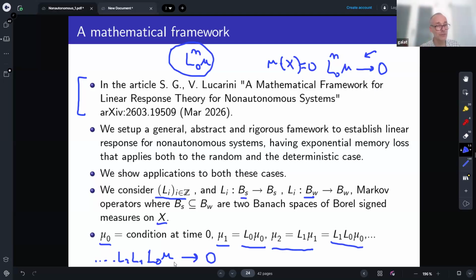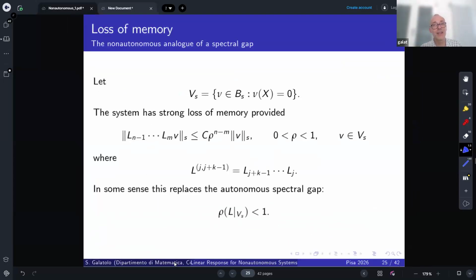This composition will go to zero exponentially fast, and we will see that this allows the definition of a new resolvent, which is a resolvent on the space of sequences of measures. And so let me formalize this. The assumption that we need is called loss of memory. This is something classical. There are a lot of studies about loss of memory in non-autonomous dynamical systems. But essentially, loss of memory is what we have asked before.